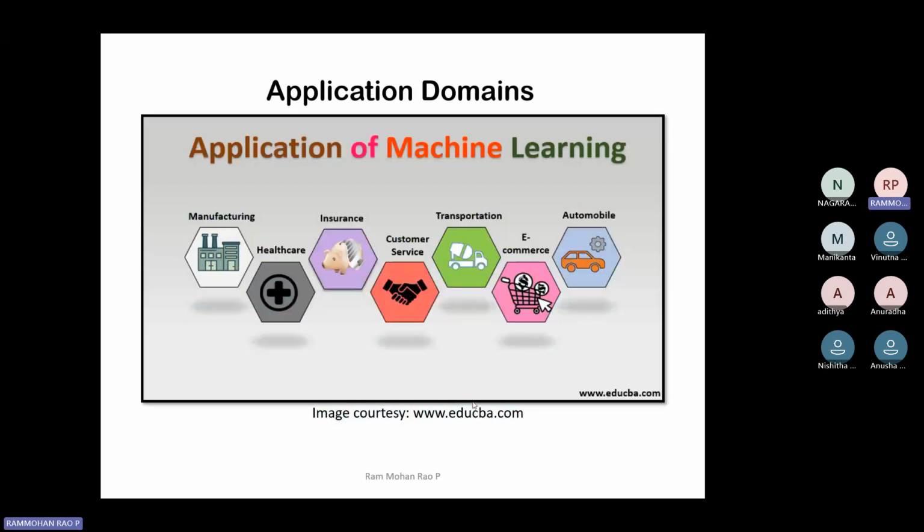These are the various domains or industries where machine learning is widely applied: manufacturing, healthcare, insurance, customer service, transportation, e-commerce, automobile. For example, in e-commerce applications, all the recommendations you see on Amazon, Flipkart are done based on your buying habits, right? They see what kind of people are buying what products. Generally, people in the age group of 25 to 30, what items they buy frequently, what boys buy frequently, what girls buy frequently, and what a particular person buys frequently.